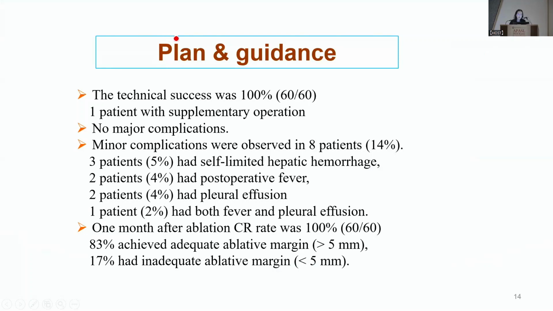By our data, with planning and guidance, technical success is 100%, and only one patient needed supplemental ablation, with no major complications. Minor complications were observed in 8 patients, and after 1 month the CR rate is 100%.